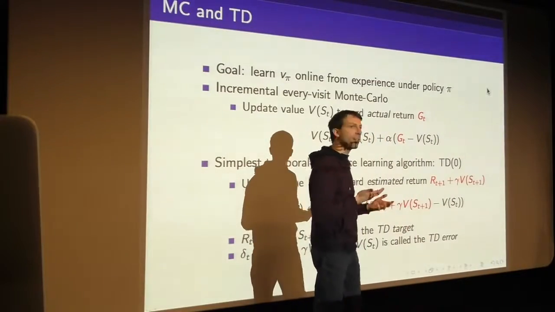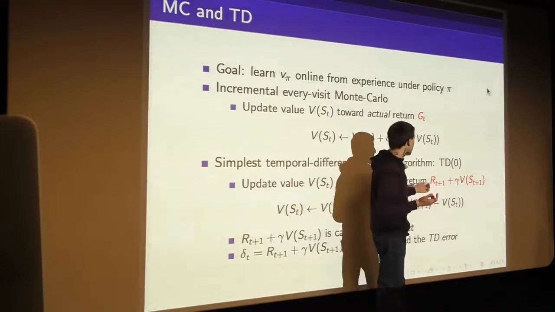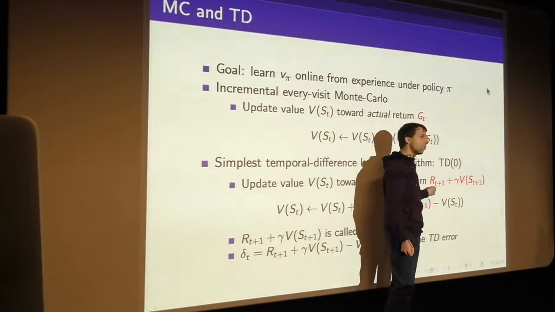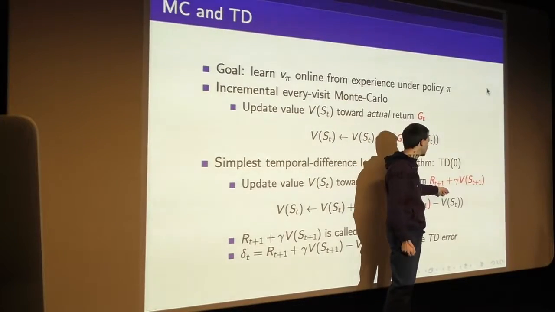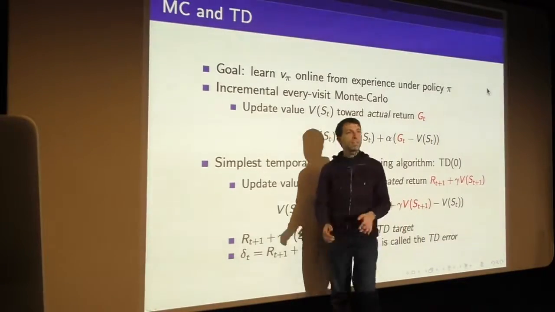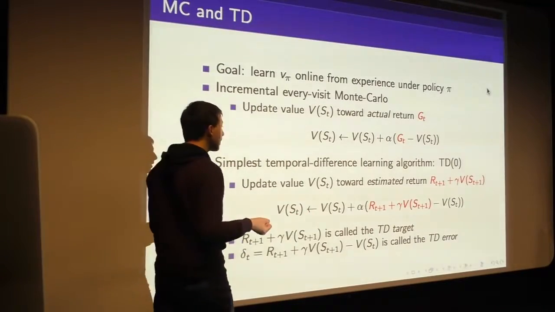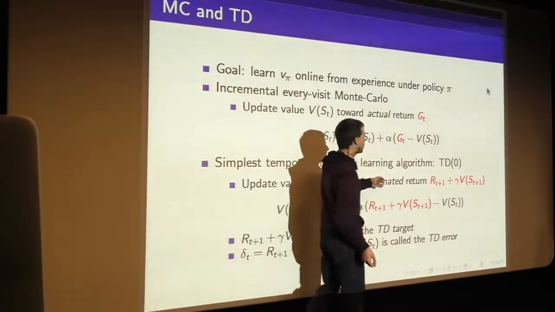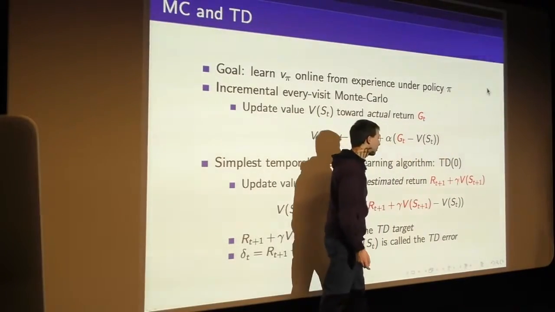And our estimate basically consists of two parts, just like in the Bellman equation. The estimate consists of the immediate reward, plus the discounted value of the next step. So it's just like the Bellman equations we saw in the previous lectures. Now we're going to substitute this estimated return, and use that instead of the real return.